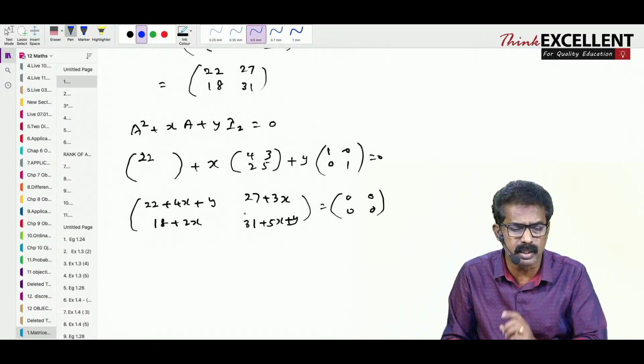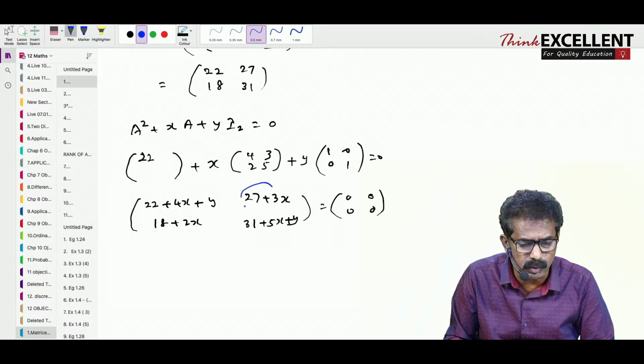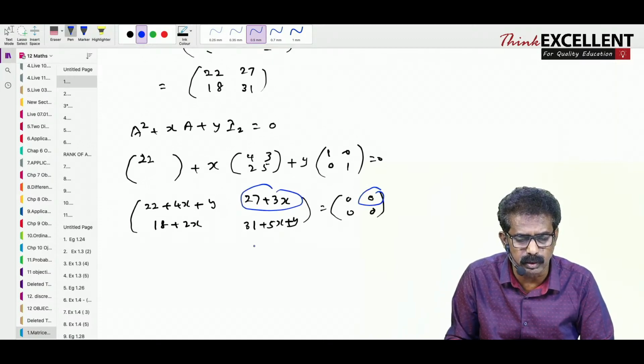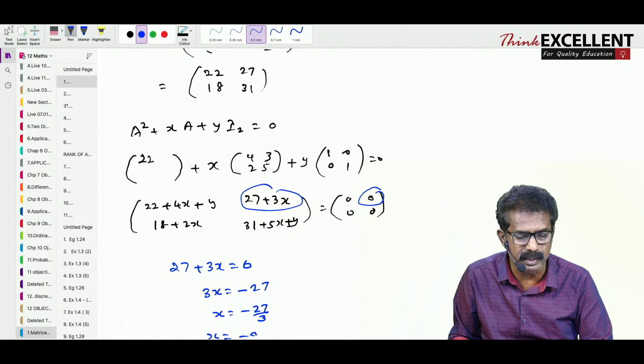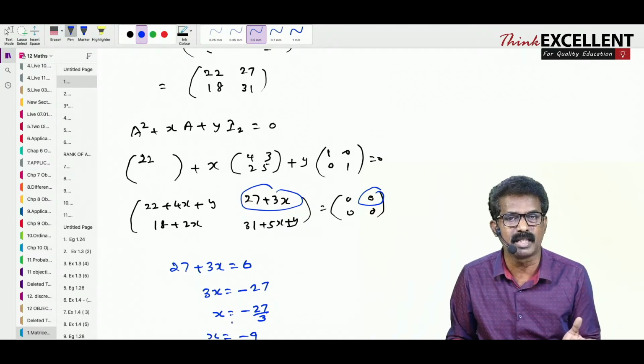எது நம்ம ஈஸியோ அதை எடுக்க போகிறோம். See, I am going to take this one. This equal to 0. அப்போ என்ன வருதுன்னு பாருங்க? 27 plus 3x equal to 0, or 3x is equal to minus 27. x is equal to minus 27 by 3. So x is equal to minus 9. x value கண்டுபிடிச்சிட்டோம். Next y கண்டுபிடிக்கலாமே.